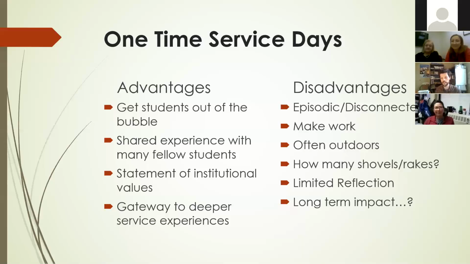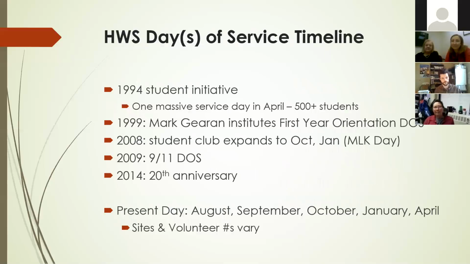Reflection can be limited on these experiences, and then we start to get into those questions of what are the long-term impacts. So to be more specific, in terms of our community, this began in 1994 as a student-led initiative. It became a club called Day of Service. It was a huge service day. The students planned, and there still is to this day a committee of students, but in the 90s they would plan for the entire academic year this one day, and they would have hundreds and hundreds of students and well over 20 sites, and it was a huge initiative.